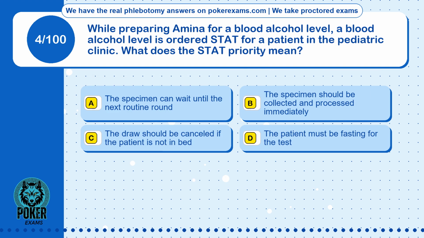Question 4. While preparing Amina for a blood alcohol level, a blood alcohol level is ordered stat for a patient in the pediatric clinic. What does the stat priority mean? Option A. The specimen can wait until the next routine round. Option B. The specimen should be collected and processed immediately. Option C. The draw should be cancelled if the patient is not in bed. Option D. The patient must be fasting for the test.